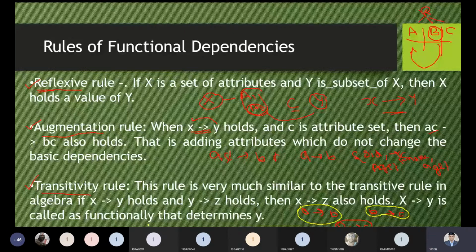Yes, please tell me any doubt over here. I have explained in a simple way. Yes, friends, please tell me any doubt you have. Any doubt in these three rules? Just let me know whether you have a doubt or not.